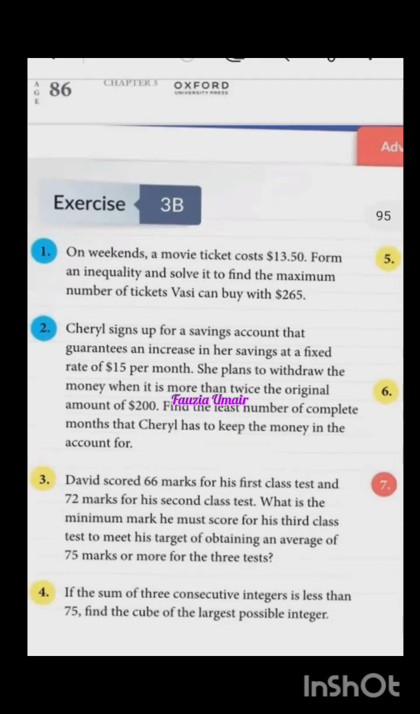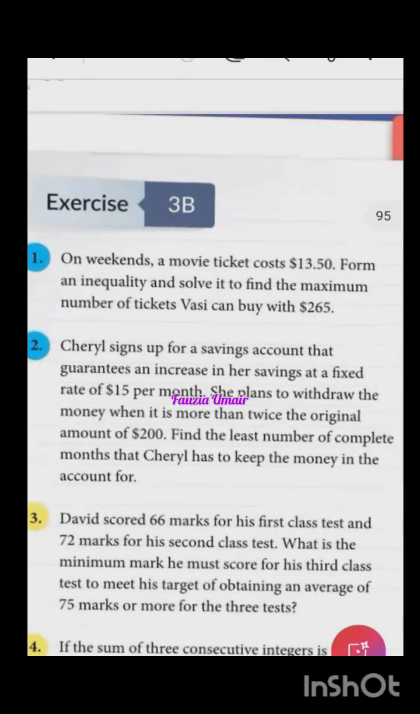So the first question is, on a weekend, a movie ticket costs $13.50. Form an inequality and solve it to find the maximum number of tickets Busy can buy with $265. So this time we need to find out how many maximum tickets he can buy, right? The price of the ticket is given and the total money he is having is also given.